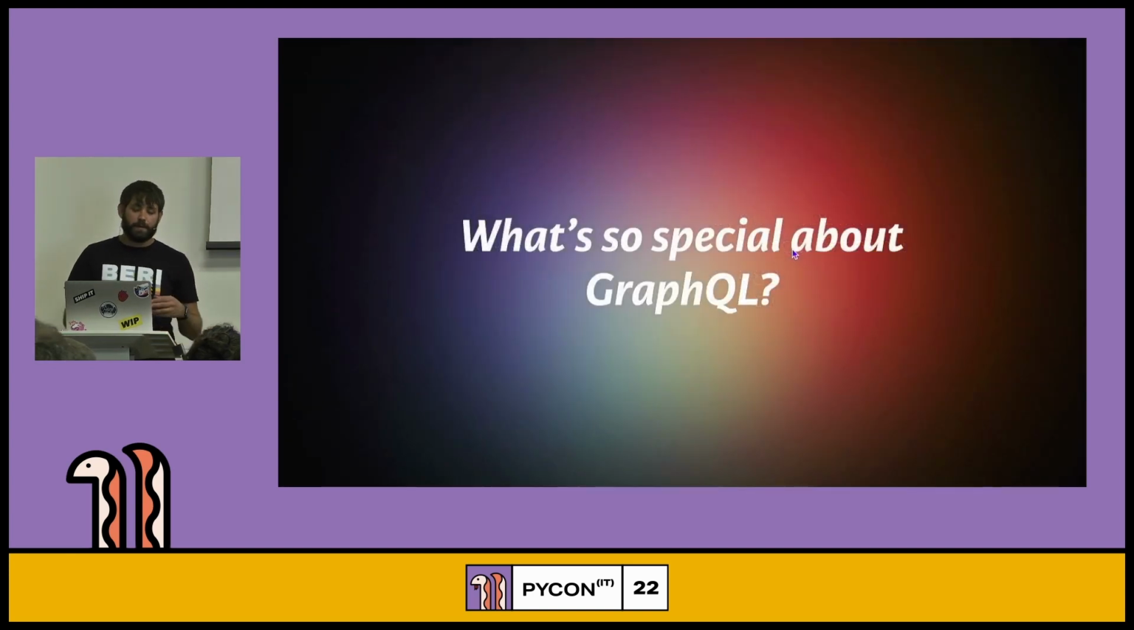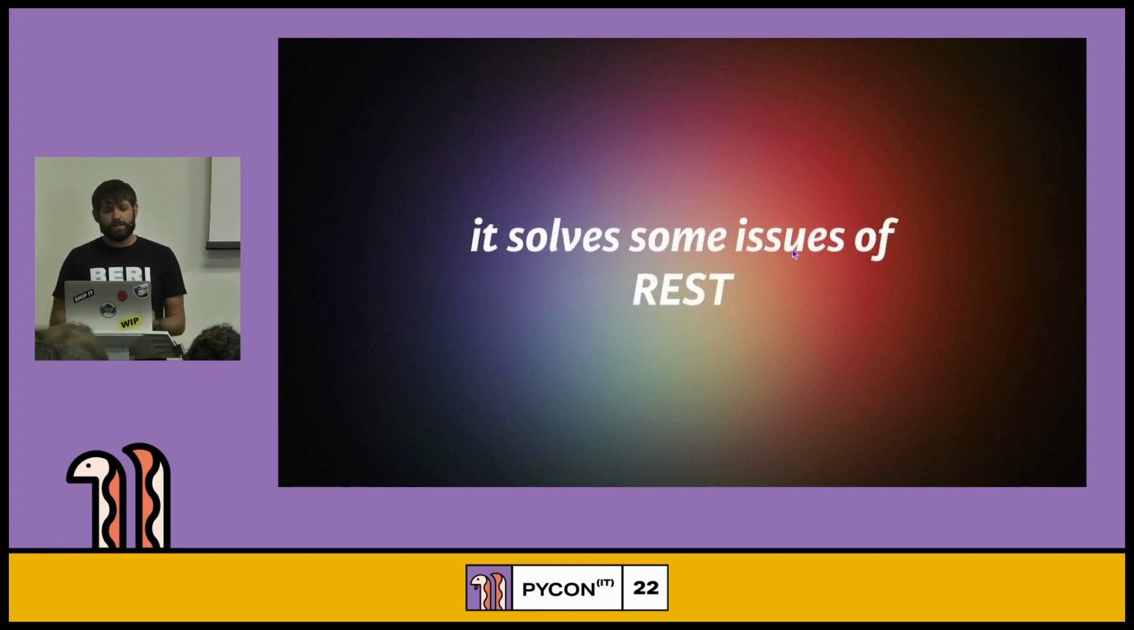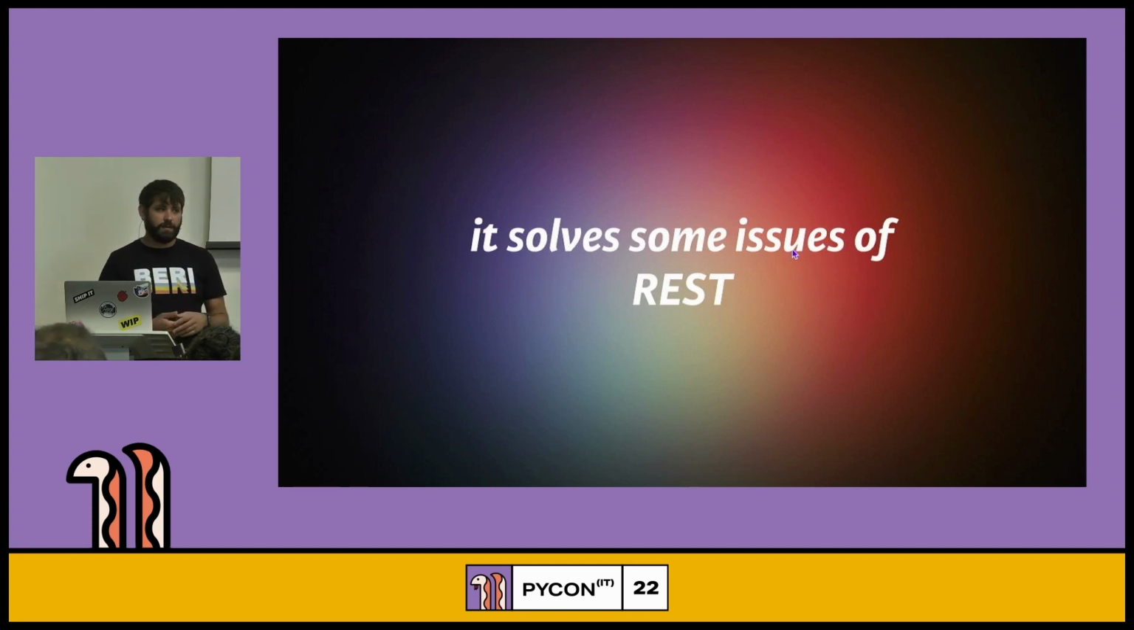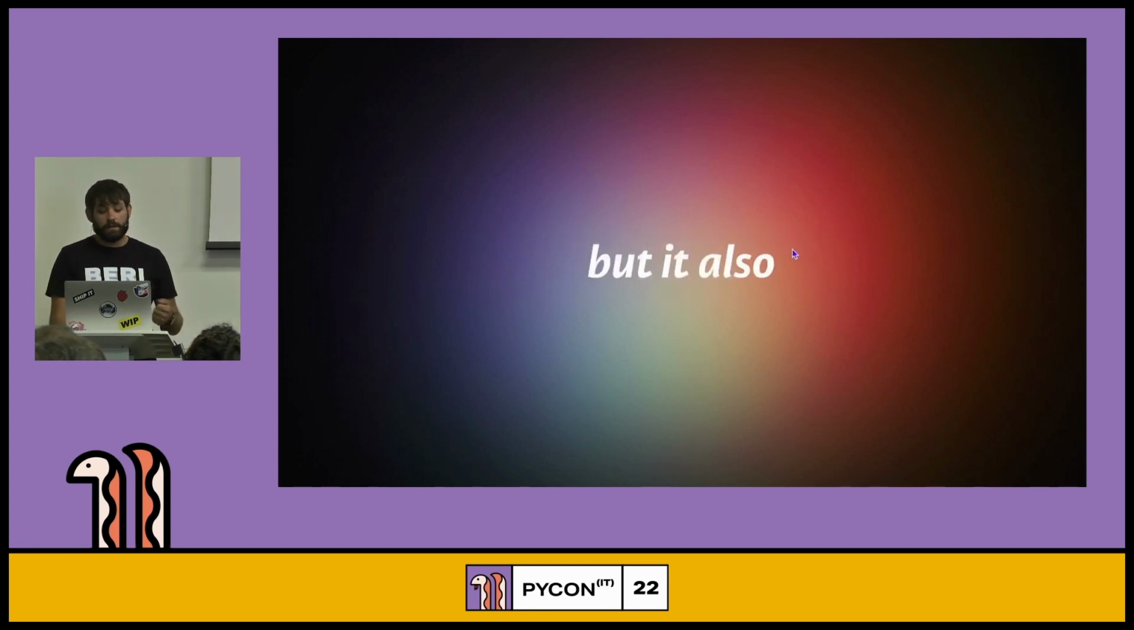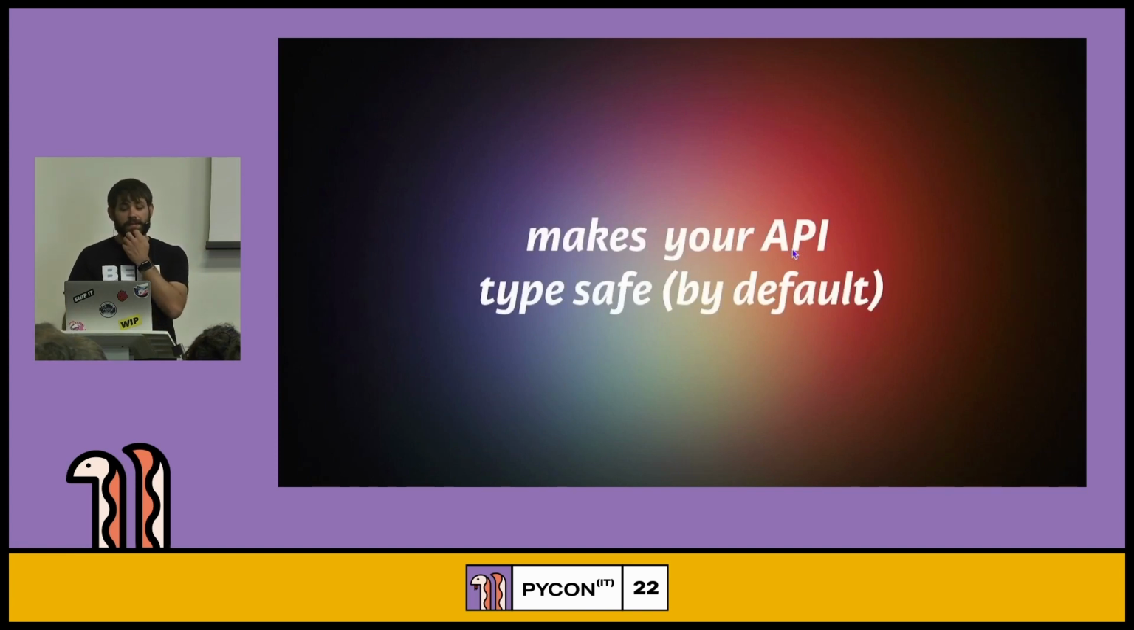So I think we hopefully can understand what GraphQL is and how it works. But what's so special? As I mentioned, it does solve some of the issues of REST. But I think we are a bit past that point now, because GraphQL does many other things. One thing that I think is really important is that it makes your API type safe by default. And I think "by default" is a keyword here.